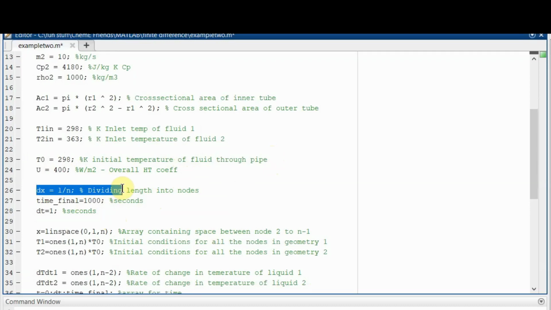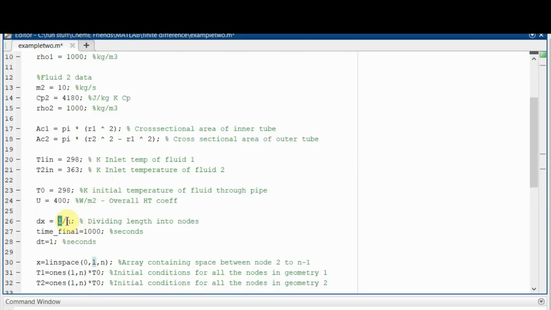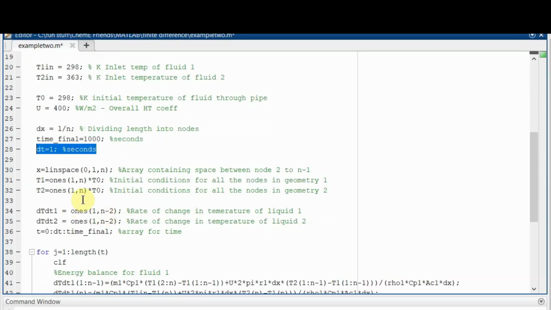How do we find the total length of each node? That will be done by dividing L by N. So we have 10 nodes, so the size of each node will be equal to 8 meters, because L equals 80 divided by N, which is 10 in our case. And we need to find how many seconds we want to observe the dynamics of the heat exchanger, and dt is the time step between which we want to run the simulation. I hope you're understanding until now.